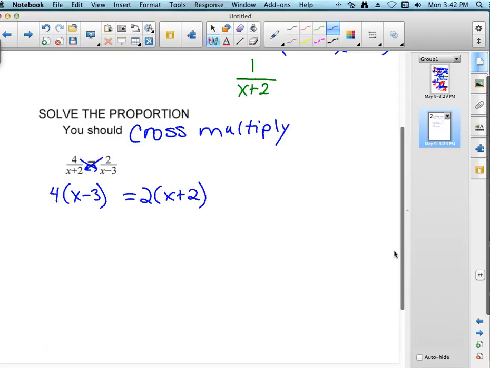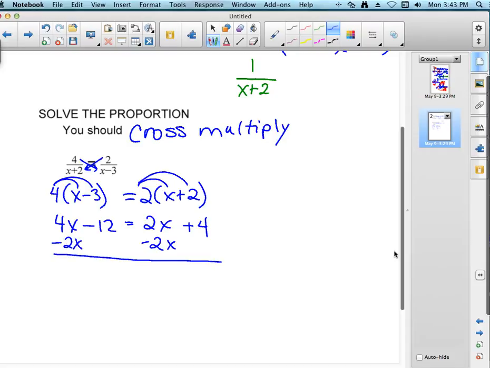Next step is to distribute. So 4x minus 12, we're just multiplying that in. On this side, we multiply in a 2, we get 2x. Multiply it to the other 2, we get a 4. And now we have a linear equation. We have variables on both sides, so we're going to get those variables all together. So I'm going to subtract 2x to the other side. That leaves me 2x minus 12 equals a 4.